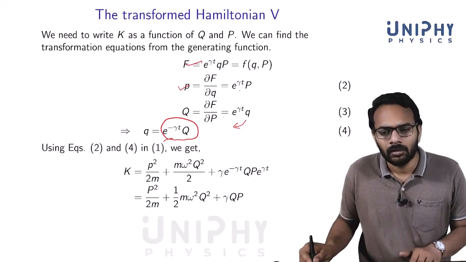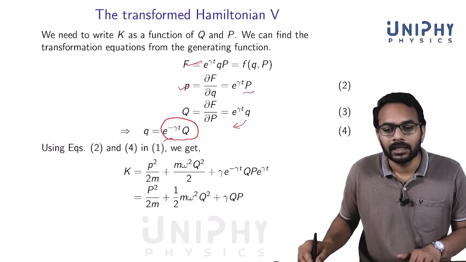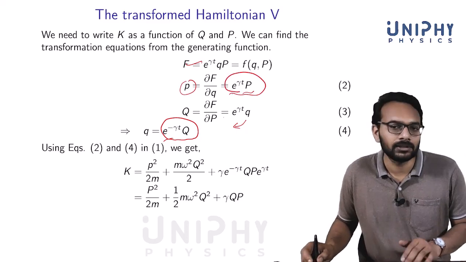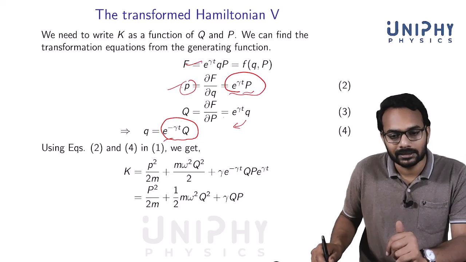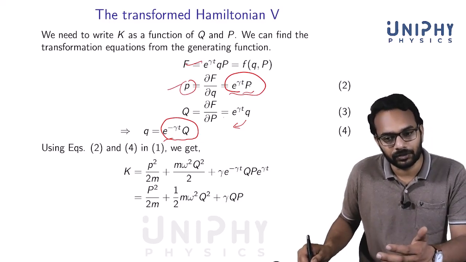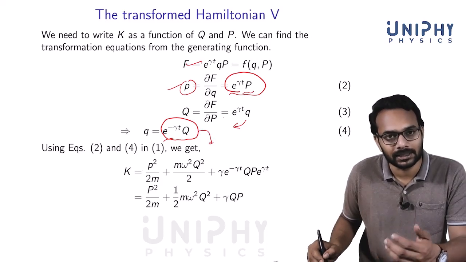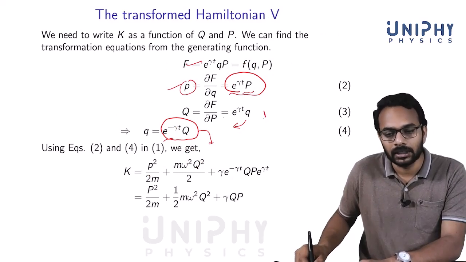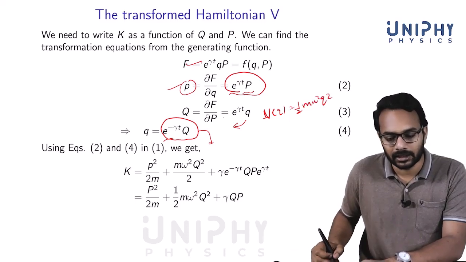What about capital P in terms of small p? From here it's already given. Small p is written in terms of capital P, so this is already there, we can directly use it. Now we use small p as a function of capital P and small q as a function of capital Q, and then we substitute it in the K that we found here. Also we need to substitute V of q equal to half m omega square q square.